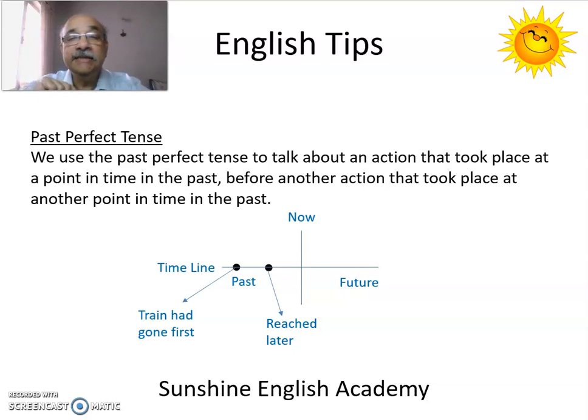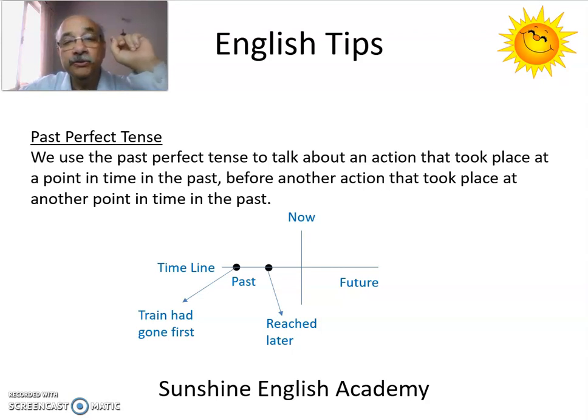So, which action happens first? Did the train go first, or did I reach the station first? I reached the station, but the train had gone. It means the train went first, first in time, not first in the sentence. The train went first, and then I reached the station.